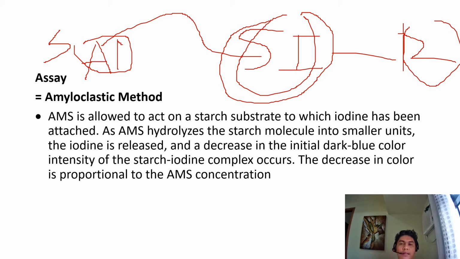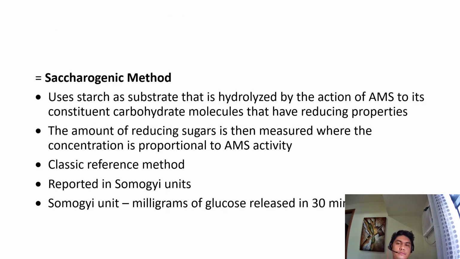Okay? Now, that decrease in color intensity is proportional to the AMS concentration. So, if grabe ang pag-decrease sa color intensity, meaning there's an increase in amylase concentration, meaning there's a lot of amylase able to hydrolyze the starch-iodine complex. Okay, so that is for the amyloclastic method.